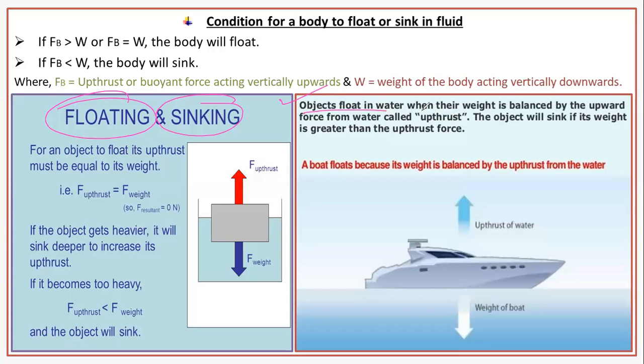Objects float in water when their weight is balanced by the upthrust force from the water, called the upthrust. Okay? The object will sink if the weight is greater than the upthrust force. Okay? This sentence will explain flotation to you. Now let us understand this case-wise and condition-wise, so that all three cases are clear to you, then that would be much easier for you to understand. So just a minute, I will share a white screen, and with that I will explain.